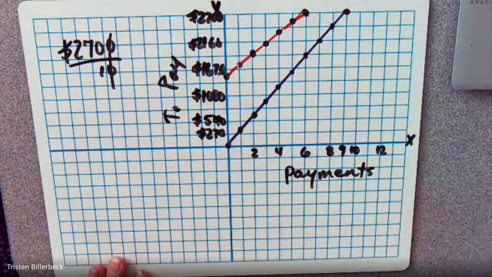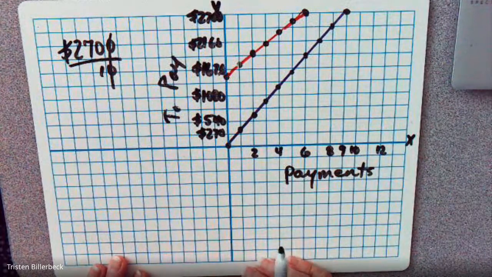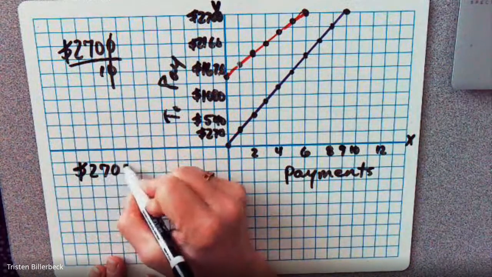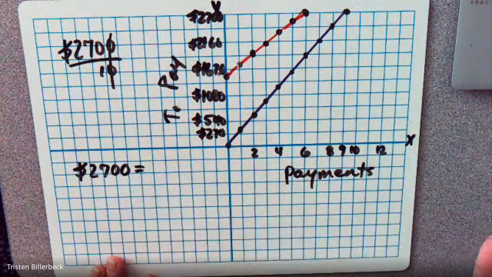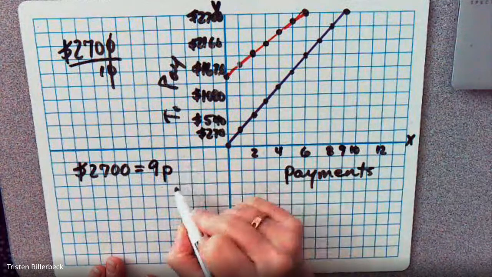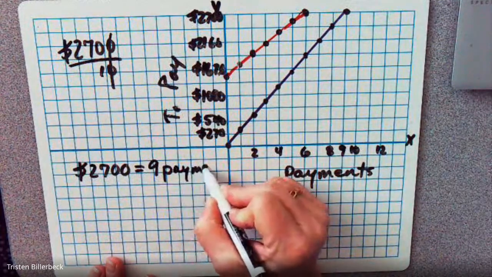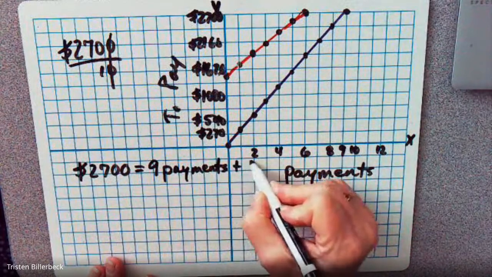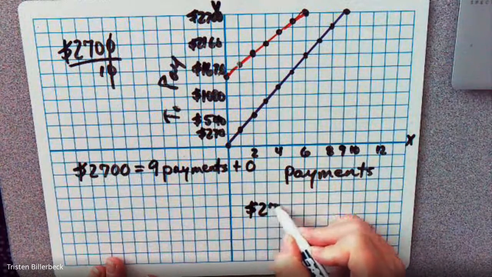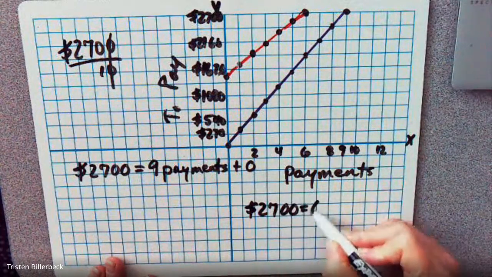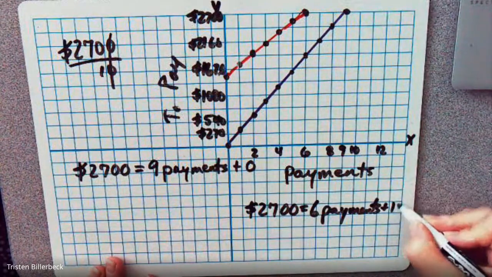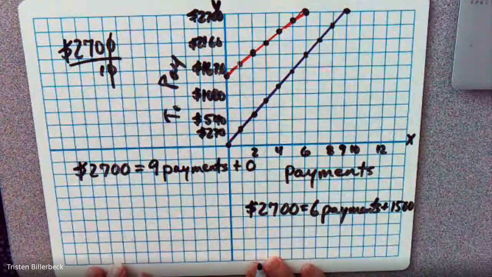But there's another way we could have done this, and that's using the slope-intercept form. So we have the $2,700 that we owe, and we want to pay it off in 9 payments, so 9 times the payments plus 0 down. Or we could do $2,700 equals 6 payments plus 1,500 down. So we have 2 ways of doing it.